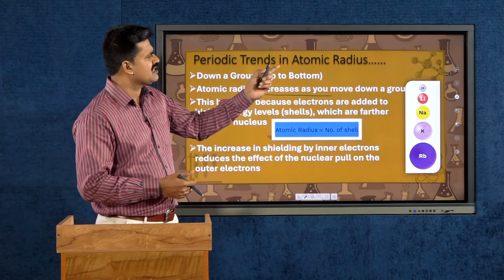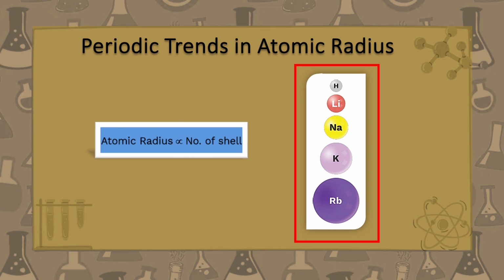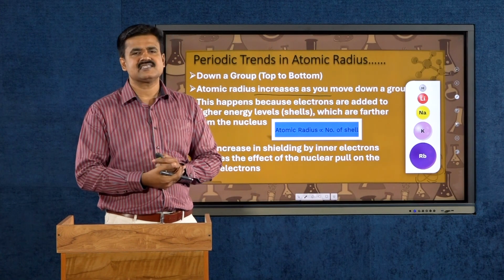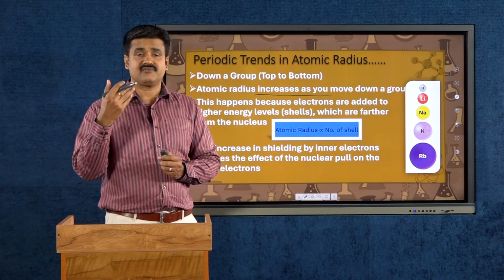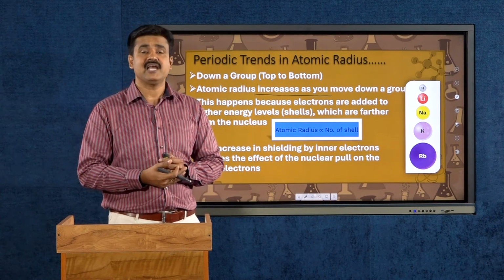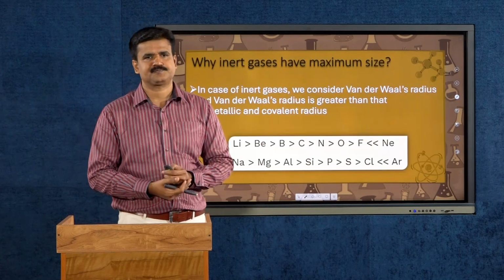This is clearly depicted in this picture. Hydrogen has a smaller size than lithium. Sodium has a bigger size than lithium. Potassium again has a bigger size than sodium, and rubidium has the highest size among these elements. So as we move from top to bottom in a group, the number of shells is increasing, and hence you can say that atomic radius increases from top to bottom in a group.